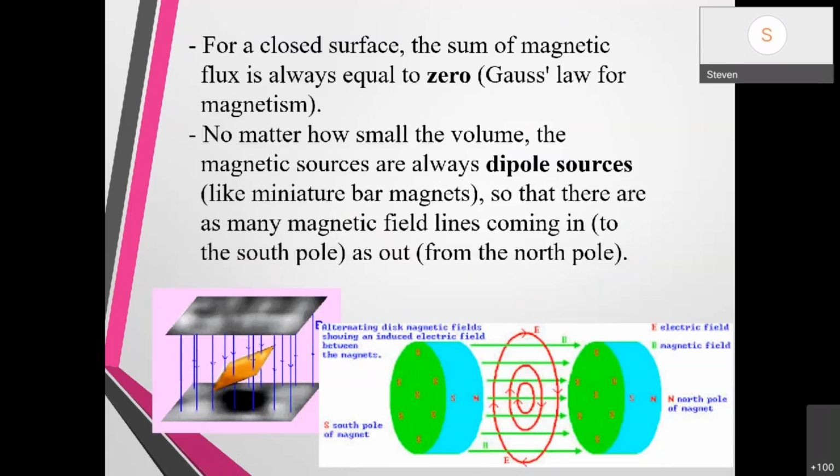So this is how it looks like. The magnetic flux density at a closed surface. No matter how small the value, the magnetic sources are always dipole sources, meaning that the field goes from north to south depending on the flow of your magnet. This illustrates how the electric field and the magnetic field are produced in the given diagram here.